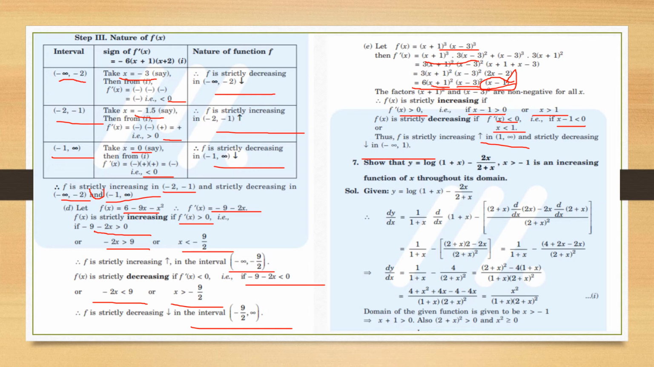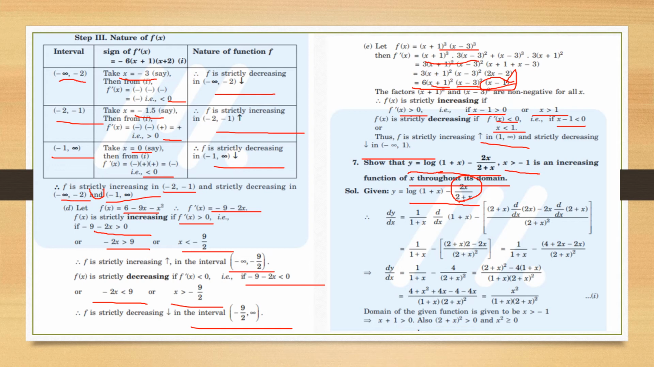Number 7 is, show that the function y is equal to log(1 plus x) minus 2x upon 2 plus x, with x greater than -1, is an increasing function throughout the domain. So for this, let's differentiate the function first. This is 1 upon 1 plus x, and d/dx of 1 plus x is 1, and it should be differentiated using the quotient rule.